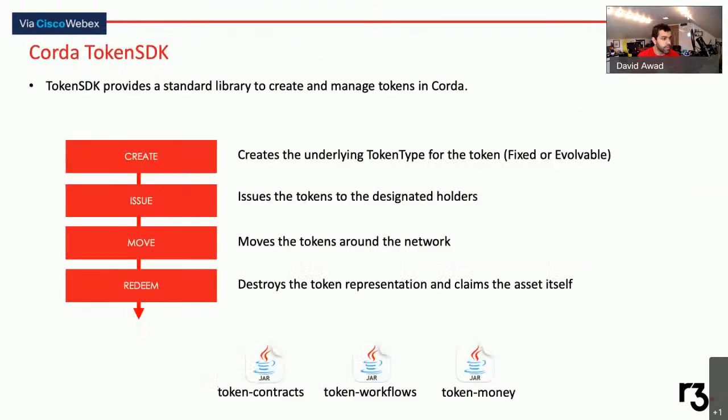So just as our quick overview, the Token SDK provides a standard library to create and manage tokens in Corda, right? Fair enough. So you get some critical abstractions out of the gate. You have the ability to create tokens, which create the underlying token types for those tokens. Those can be fixed or evolvable. And again, those are fixed tokens, meaning something like currency, USD, or an evolvable token like a house or a car whose value changes with time, and other attributes of it change with time as well. So you can create those kinds of underlying token types. You can issue tokens, right?